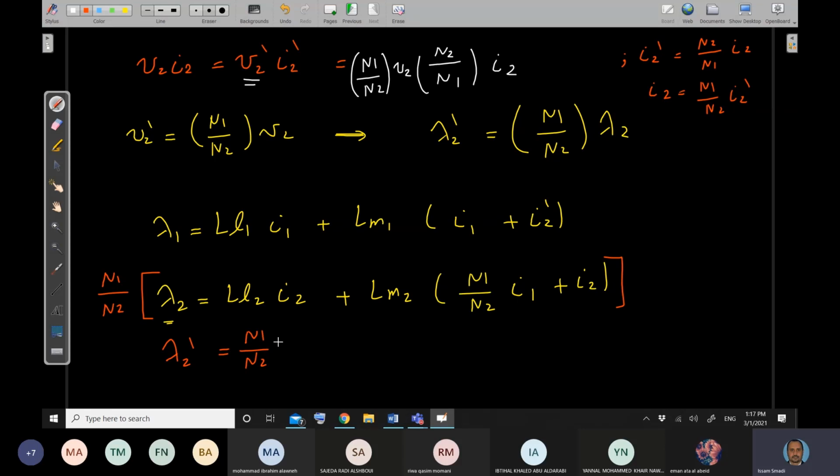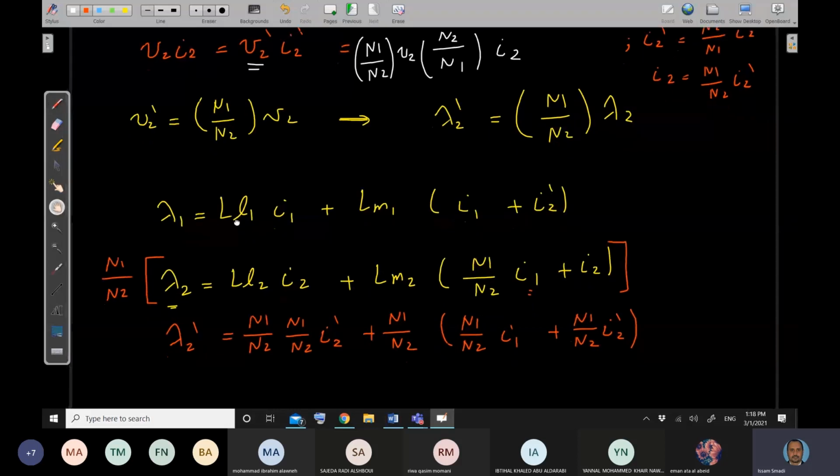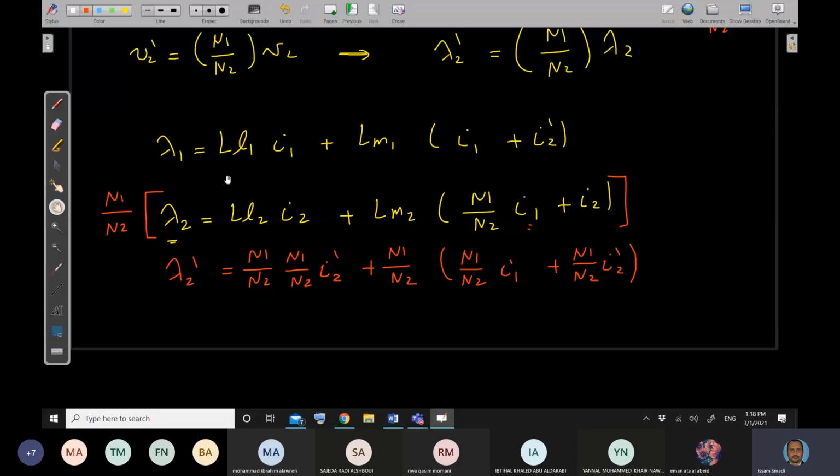So here I will put N1 over N2 I2 dash plus N1 over N2 I1. Instead of I2, I will put N1 over N2 I2 dash. Now, the second flux linkage is written in terms of the parameters of the first coil, which are I1 and I2 dash. So if I'm collecting the terms, I think here I'm missing this one.